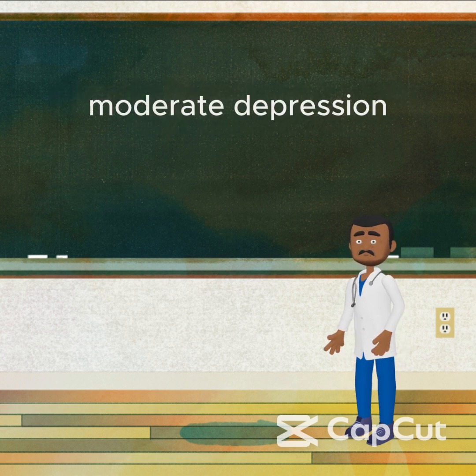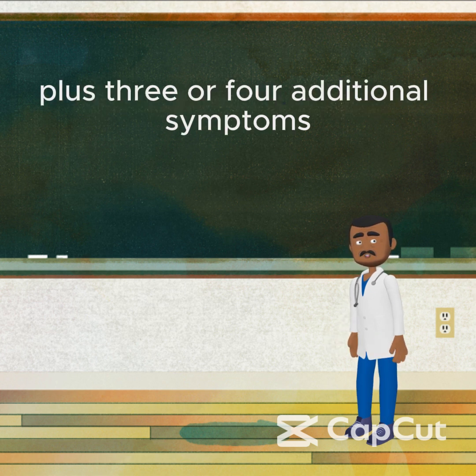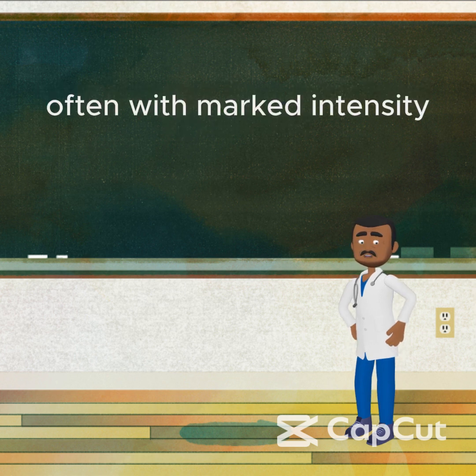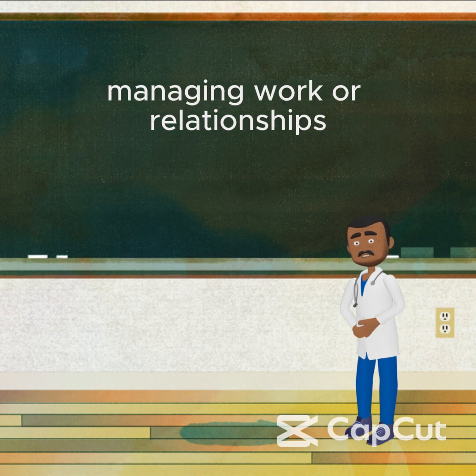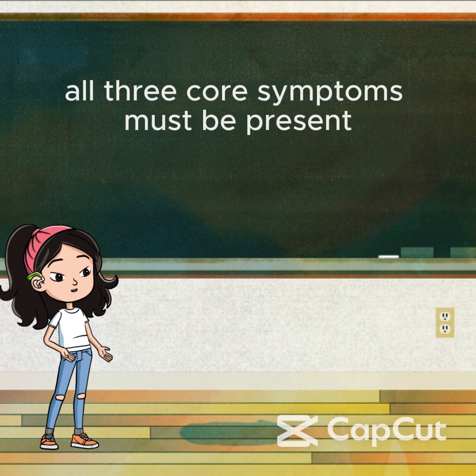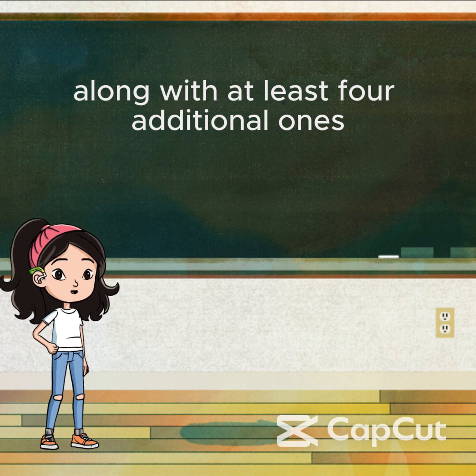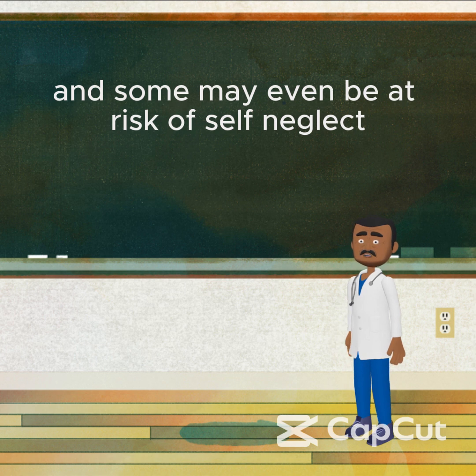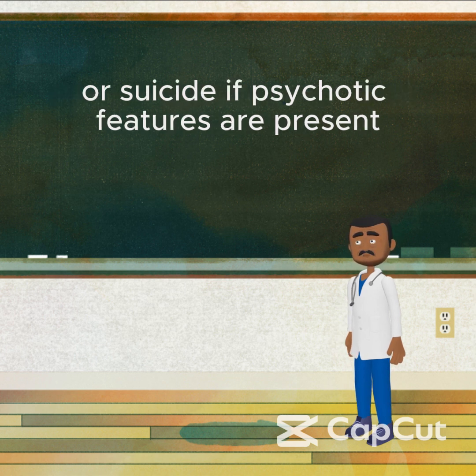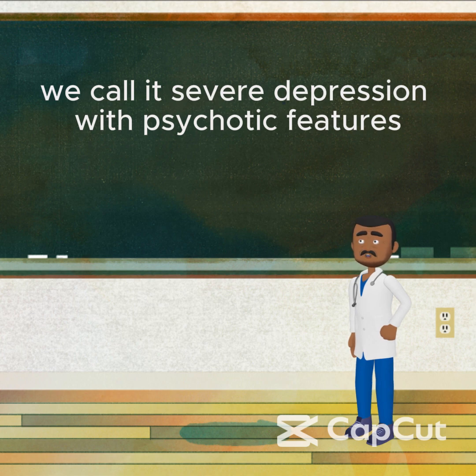Now, moderate depression includes at least two core symptoms, plus 3 or 4 additional symptoms, often with marked intensity. These patients typically have significant difficulty managing work or relationships. And in severe depression, all three core symptoms must be present, along with at least 4 additional ones. Exactly. These patients may barely function, and some may even be at risk of self-neglect or suicide. If psychotic features are present, like delusions of guilt or hallucinations, we call it severe depression with psychotic features.